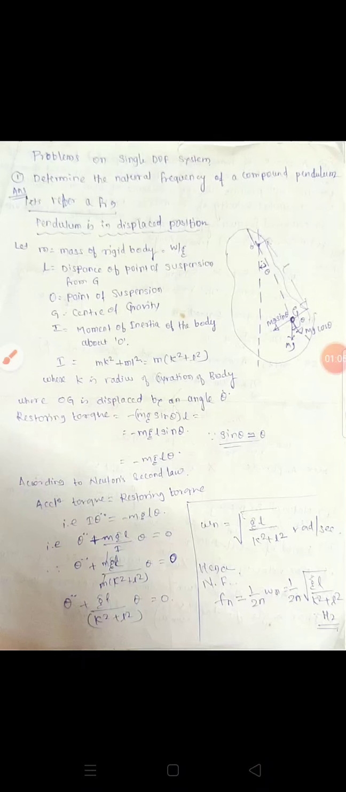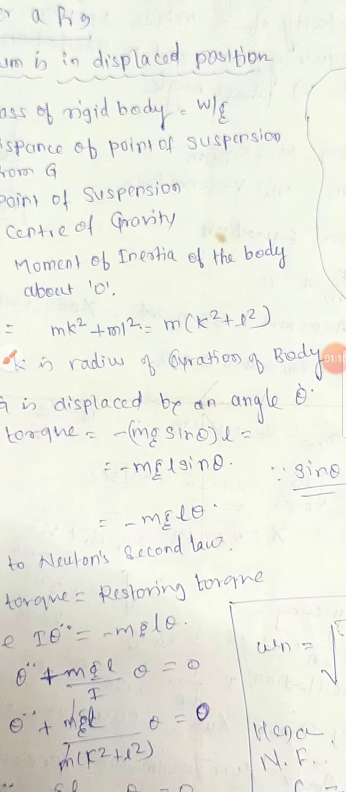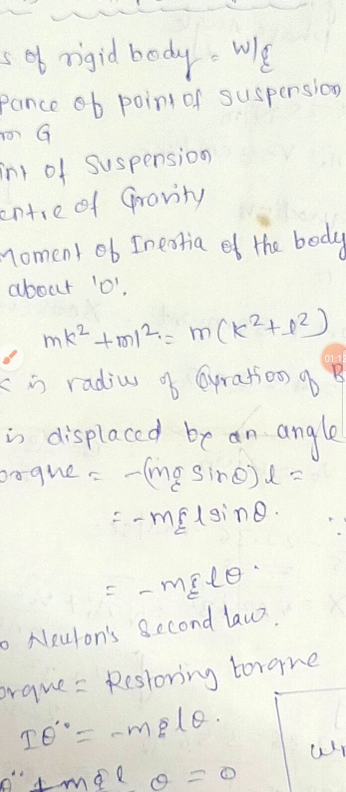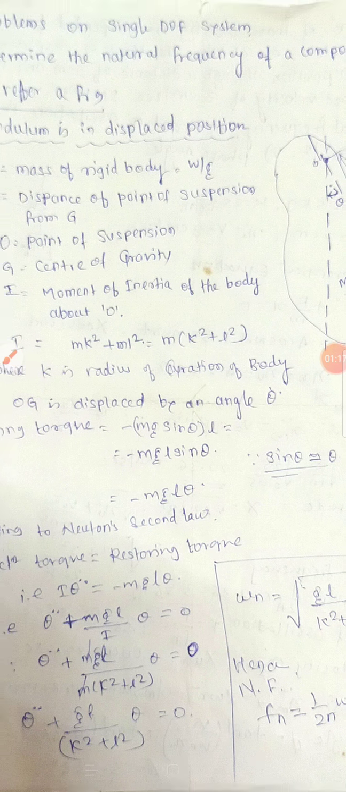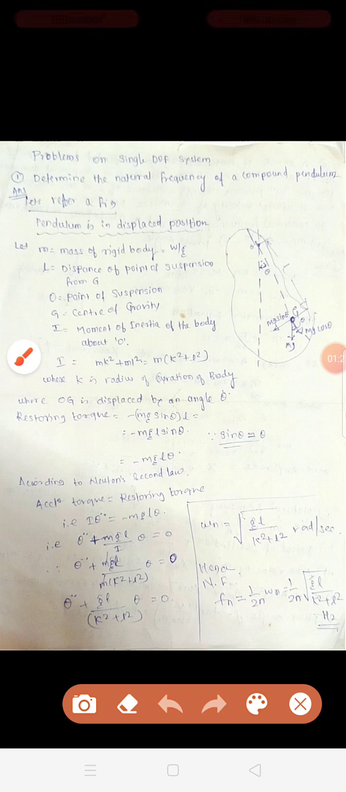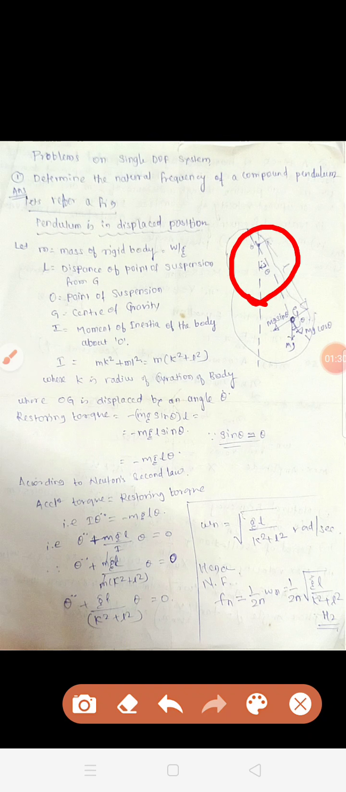I is the moment of inertia of the body, which can be calculated by this formula: I is equal to m k square plus m L square, that is m times k square plus L square, where k is the radius of gyration of the body, and OG is displaced at an angle of theta.